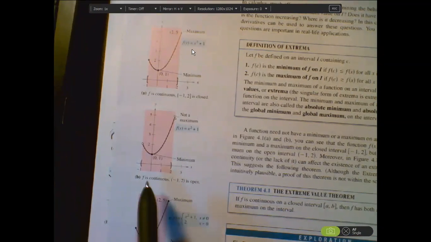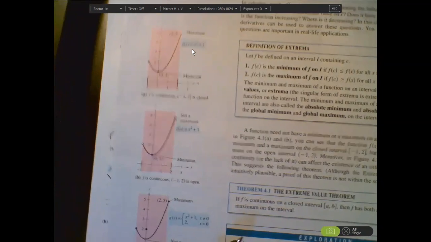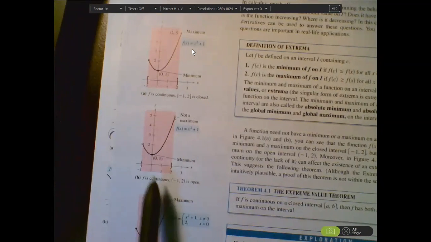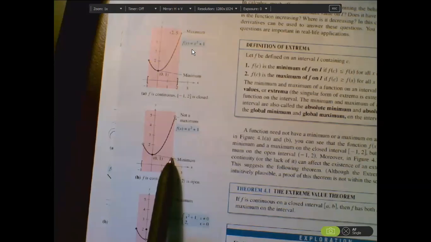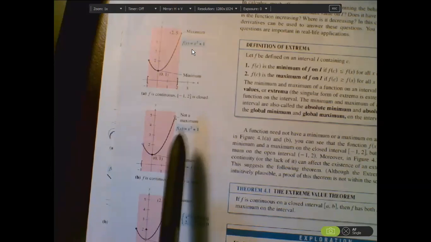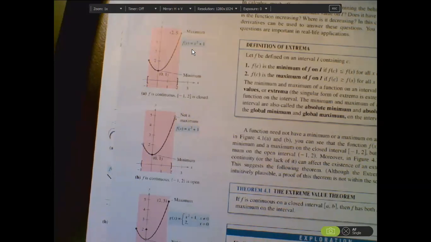And then in the B part, that is an open interval because the endpoints have open circles on them. There is still a minimum on that interval because there's a closed dot on 0, 1, and 1 is the lowest y value on that interval. But in the B part, there's not a maximum because you can get infinitely close to where y equals 5, but you can't get y equals 5 when there's an open dot right there.